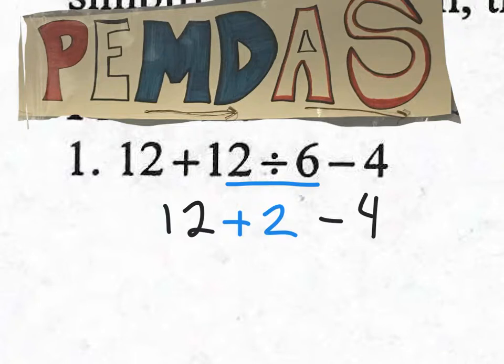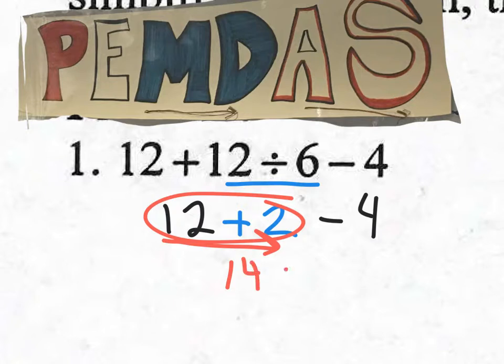And now I only have 2 operations left. We already got rid of that division. So I have addition and subtraction. Which one do I do first? Addition. Do we always add first before subtracting? No. It all depends what comes first from left to right. So from left to right, I have 12 plus 2. That's 14. And 14 minus 4. Final answer is 10. Boom. Got it. Let's move on to number 2.